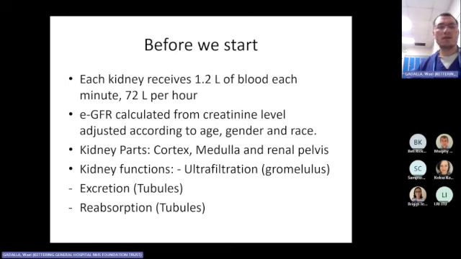So we'll start with the basics, just some information about the kidney, which receives 1.2 liters of blood each minute, a sum of 72 per hour. And as we know, eGFR, which is the measure of kidney function, is calculated according to age, gender, and race, with a special formula. The kidney function is ultrafiltration, which is run by the glomeruli, and also excretion and reabsorption by the kidney tubules.